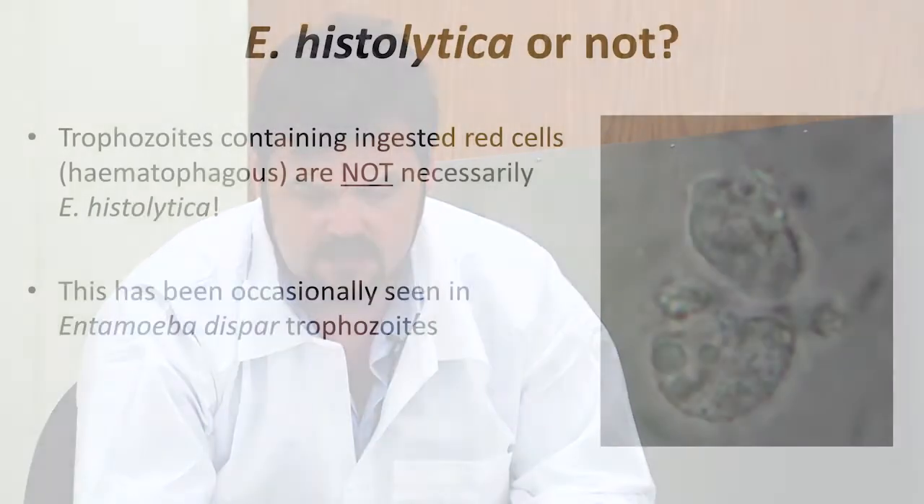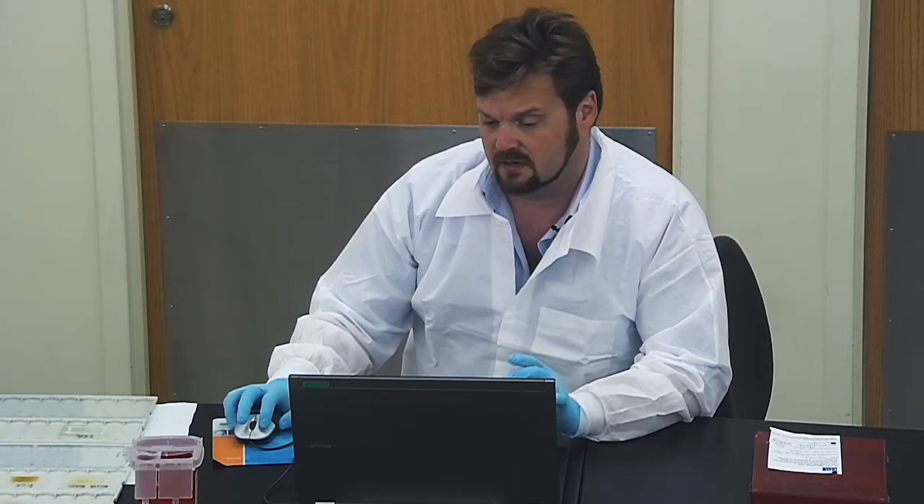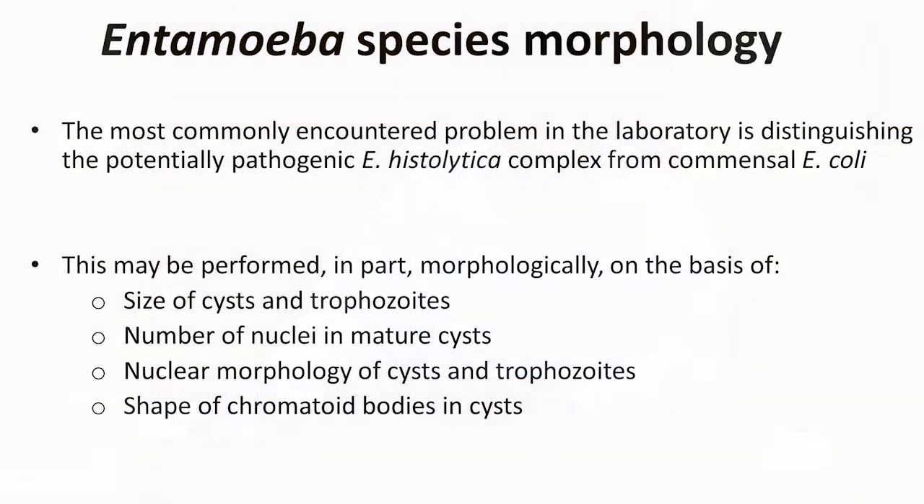You'll find recent papers which have described both Entamoeba histolytica, Entamoeba dispar and Entamoeba moshkovskii, which have ingested red cells. They don't eat as many red cells as the histolyticas, but they do ingest red cells, and so I'm no longer confident to make that species diagnosis simply on the presence of ingested red cells in trophozoites, and that's an important new bit of information for us.